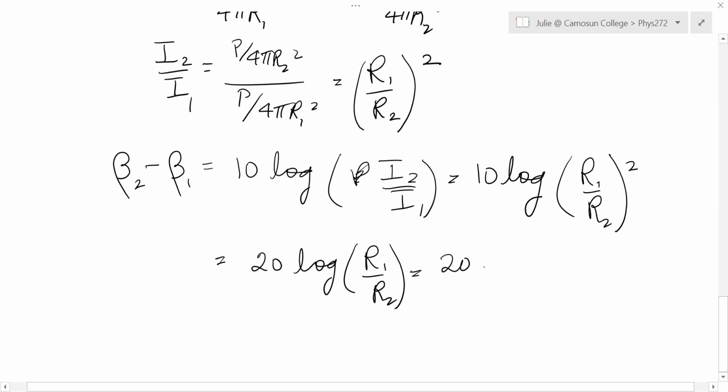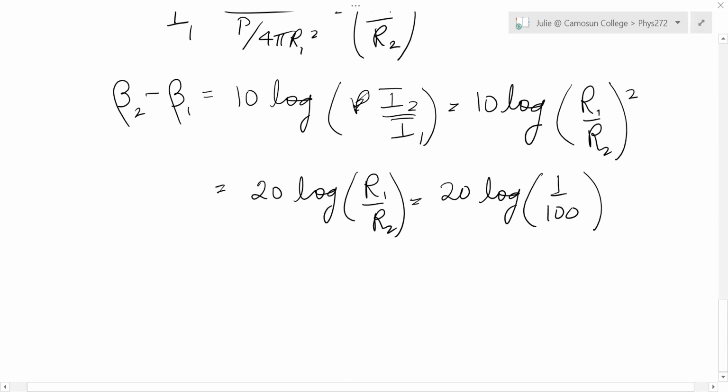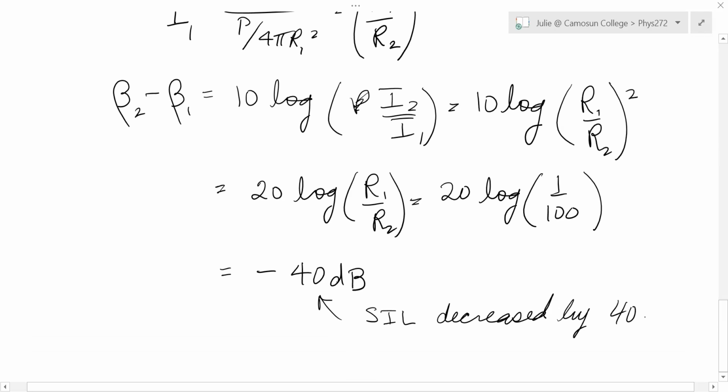And so it's 20 log 1 over 100. And the log of 1 over 100 is -2. So this is equal to -40 decibels. And so the sound intensity level has decreased by 40 decibels, which you would expect because you've moved further away. So decreased by 40 decibels.